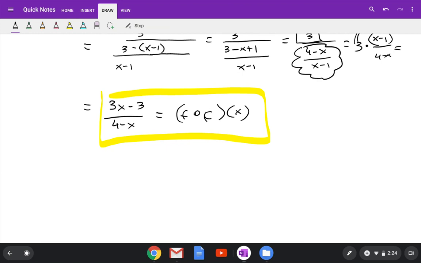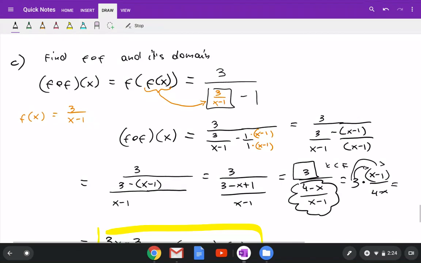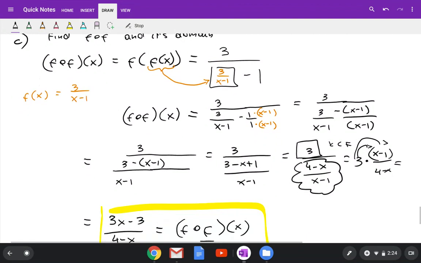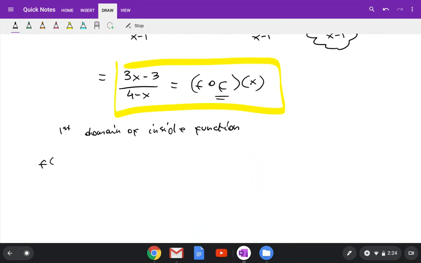Now we have to find the domain. I'm going to write down the steps. First, the domain from the inside function. So the inside function is f. Function f is 3 over x minus 1. That's the inside function. It's a rational function, so how do you find the domain? You take your denominator and say that it can't be 0. Solve for x, you're getting x can't be 1.